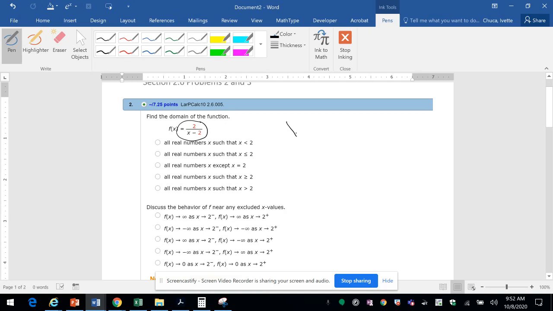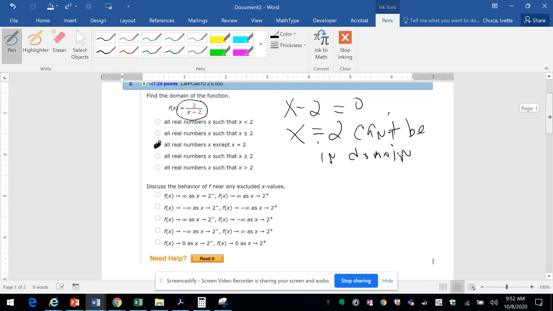To find those numbers, we set the denominator equal to 0. And in this case, x would be equal to 2. 2 cannot be in the domain. Okay, so it's going to be all real numbers except for x equals 2. So that's going to be our letter, this third one here.